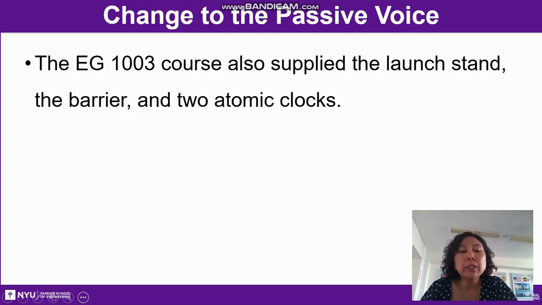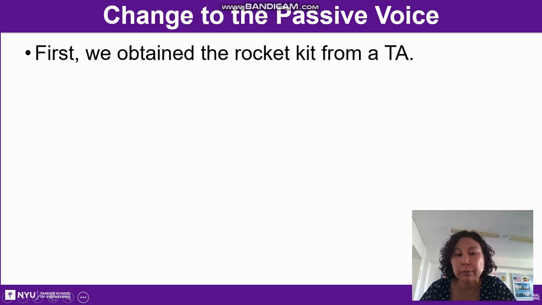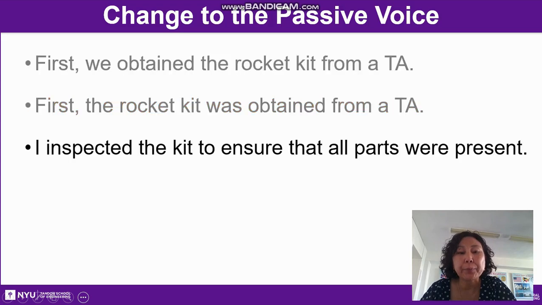The EG-1003 course also supplies the launch stand, the barrier, and 2 atomic clocks. It is active voice. Passive: the launch stand, the barrier, and 2 atomic clocks were supplied by the EG-1003 course. First, we obtained the rocket kit from a TA. First, the rocket kit was obtained from a TA.